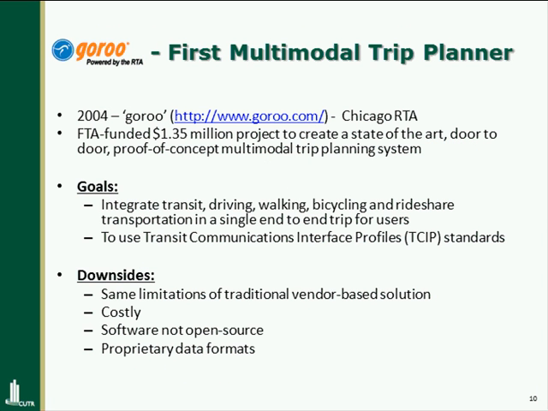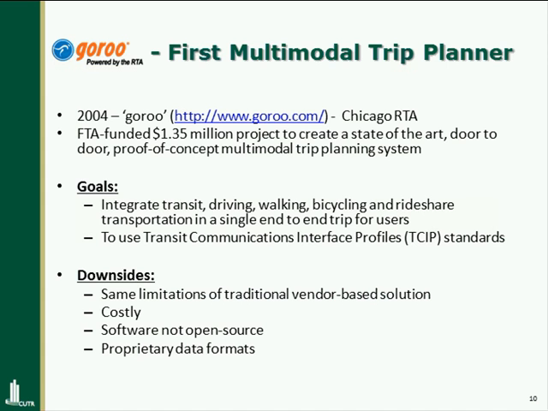I want to launch into something that is an example of a bit of a hybrid, what you could consider a self-hosted proprietary system. In 2004, the Chicago RTA responded to an FTA request for a proof of concept multimodal trip planning system that offered $1 million of FTA funds to create a state-of-the-art door-to-door multimodal system. As you can see, the goals here were to integrate not just transit, but bring driving options in, walking, bicycling, rideshare into a single end-to-end trip for users. So now we're getting into this first mile and last mile issue of, not only how do I ride transit, but how do I get there and what are my options.